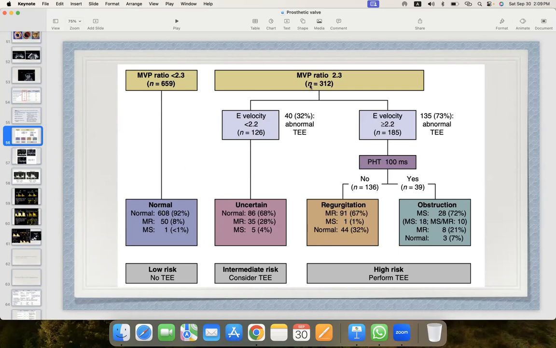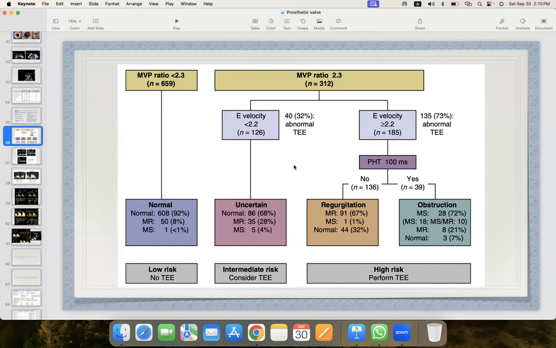But if the ratio is 2.3 or more, then you look at the velocity. If the velocity is less than 2.2, it's uncertain, because as you see here, maybe 28% have MR and maybe 5% have stenosis. So for these patients, you can consider doing TEE for further evaluation. Of course, especially if the patient is symptomatic, you should do TEE.